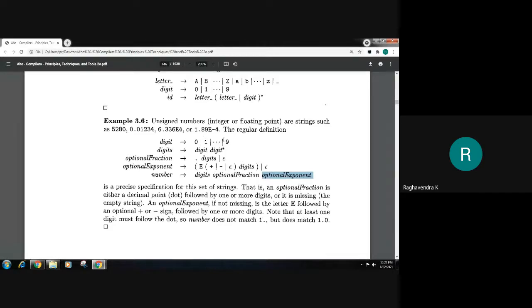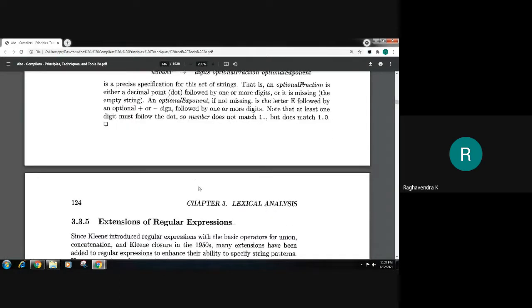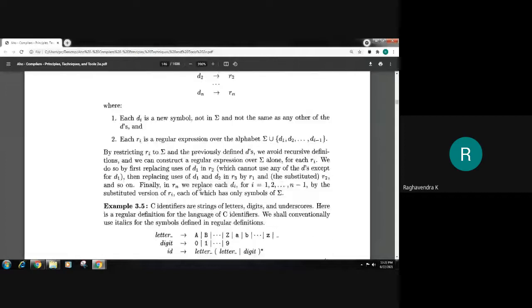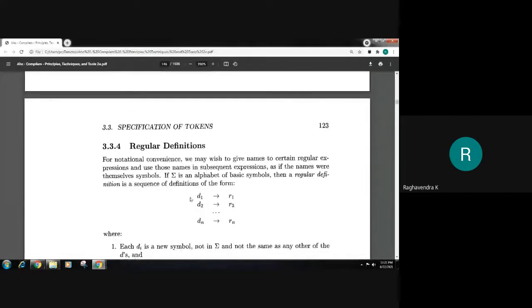As you can observe, when we give names to the regular expressions, it becomes easier for us to decode what exactly the regular expression is made up of. If I don't use this notation, then for number I have to write all of these that are present here, and decoding that regular expression will become very difficult. That's why it's better to use regular definitions. So what do you mean by regular definitions? It's a notational convenience where we can give names to certain regular expressions and use them in subsequent expressions. This is what is called a regular definition.